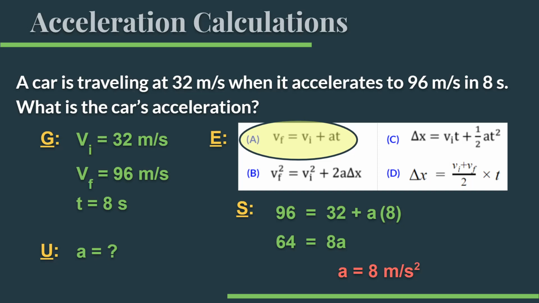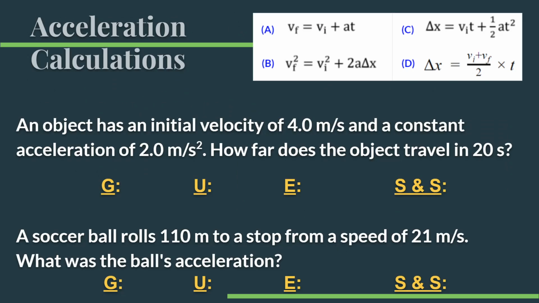Here are 2 more examples. I'm not going to work the whole thing out. However, I do want you to take a moment to read the first question and see if you can just label the variables. Because honestly, if you can do that part, that's like half the work, is picking the right equation. Labeling the variables is the first step. So let me read the question to you. It says, an object has an initial velocity of 4.0 meters per second and a constant acceleration of 2 meters per second squared. How far does the object travel in 20 seconds?